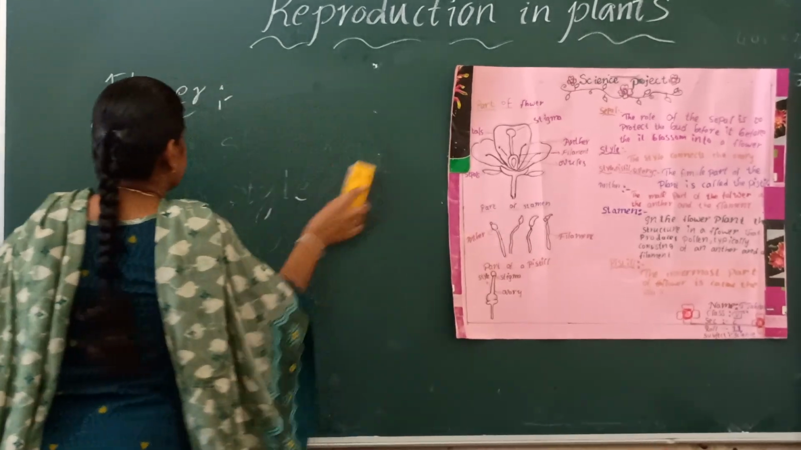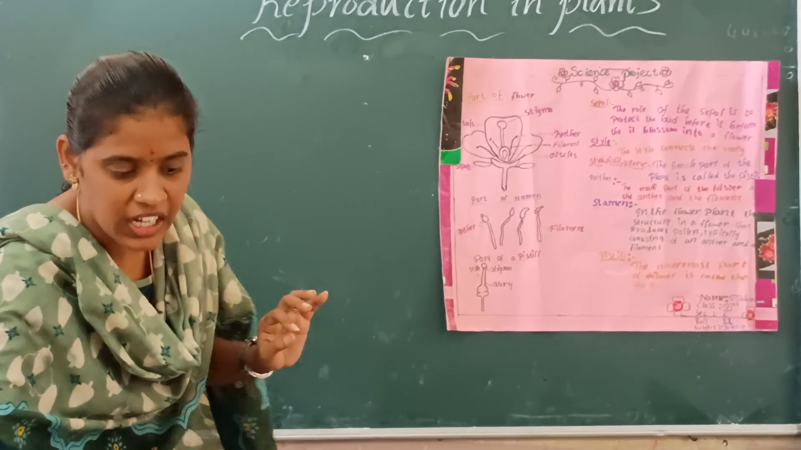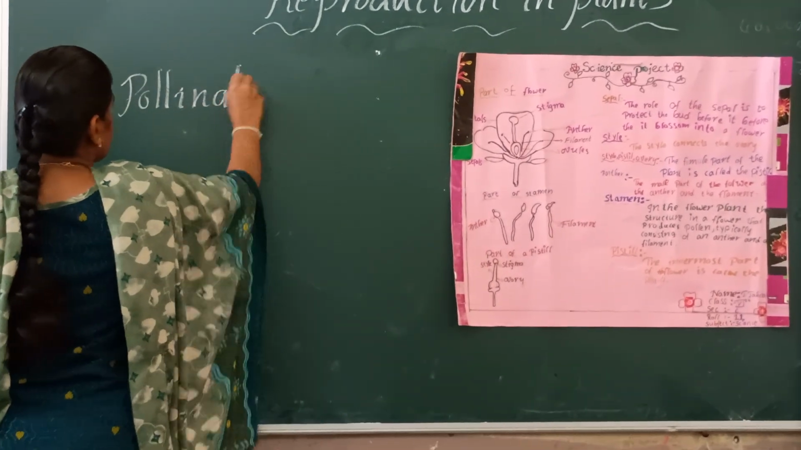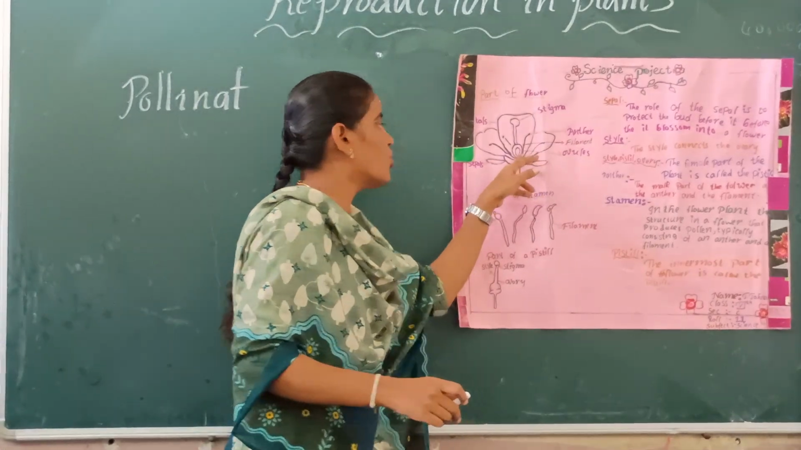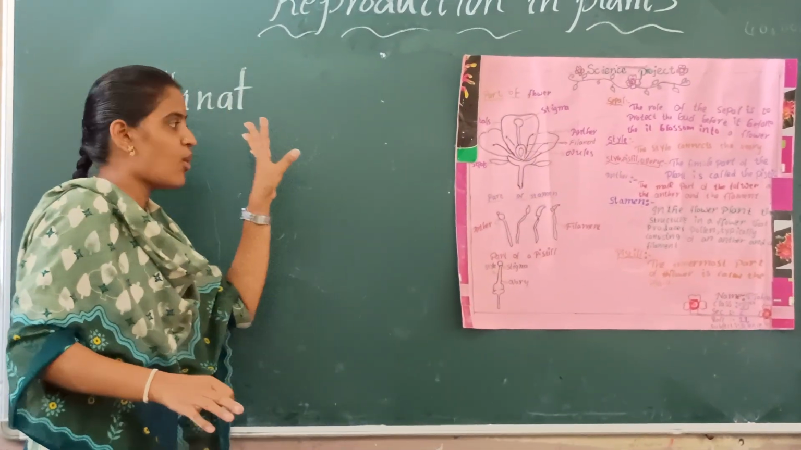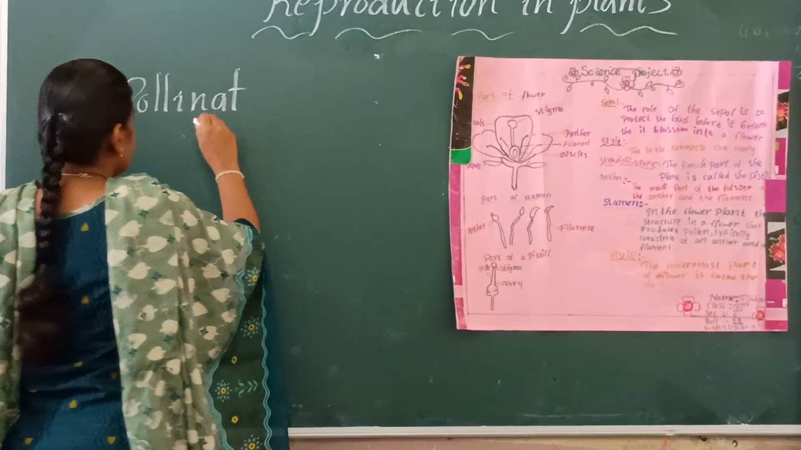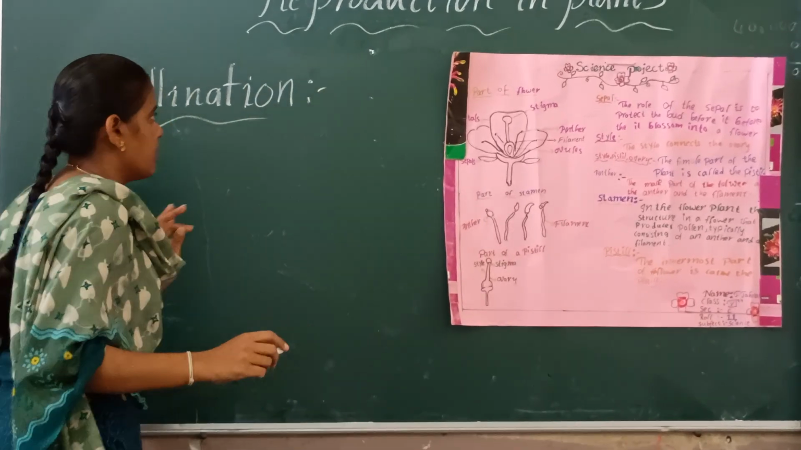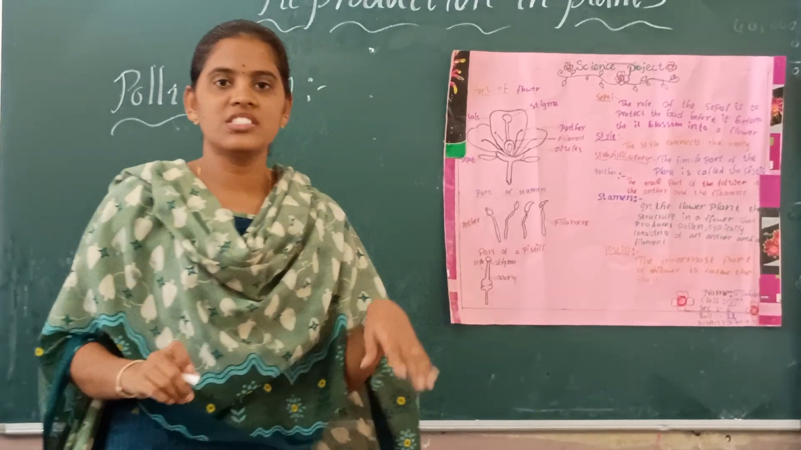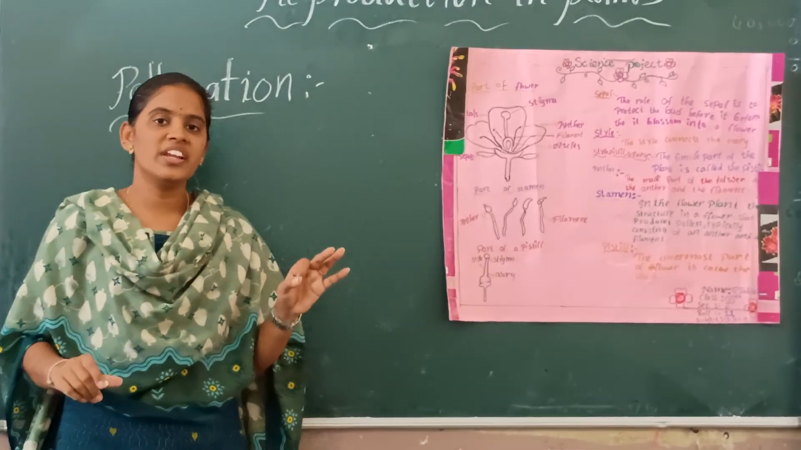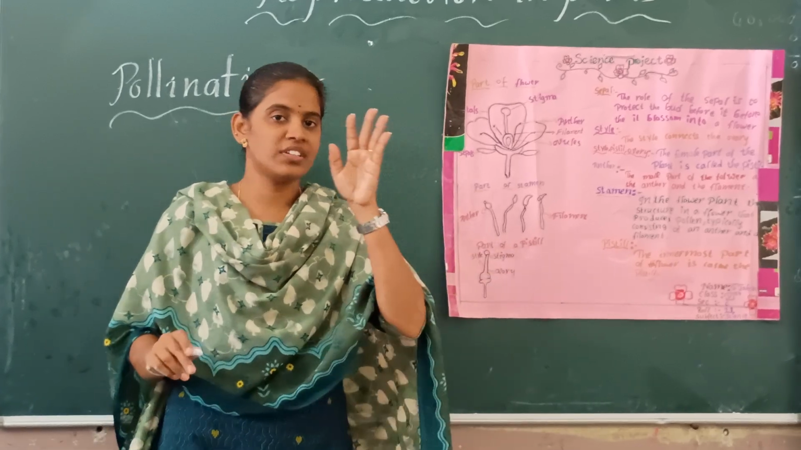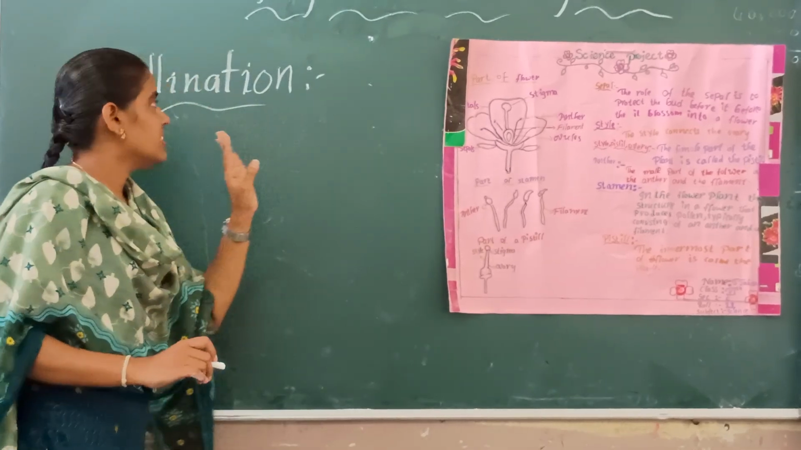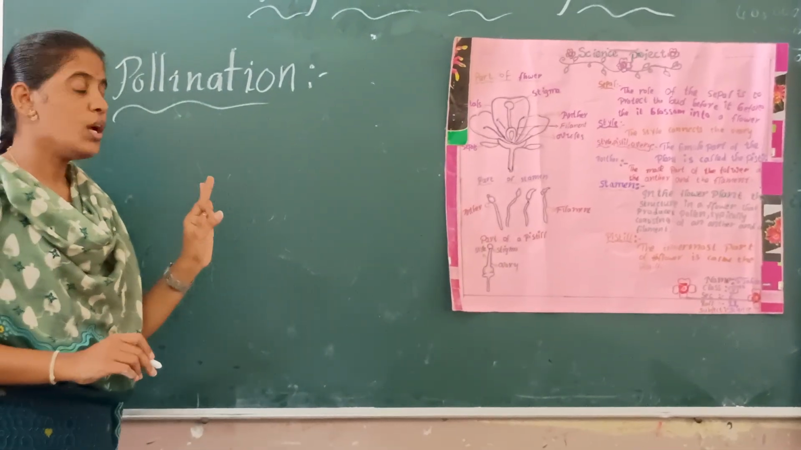Now I am explaining about pollination. Whenever these pollen grains reach the ovary, the flower forms into a fruit. Pollination is the process in which pollen grains are transferred from the anther to the stigma of a flower. This process is called pollination.